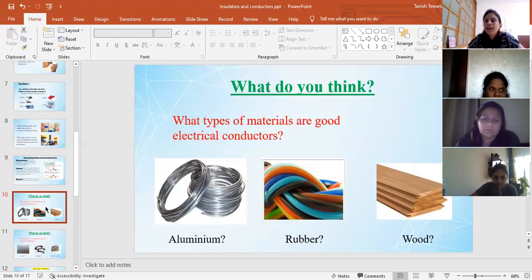So children, now Bubbly, can you tell me what type of materials are good electrical conductors? Aluminium, rubber or wood? Aluminium. Yes, aluminium. Why is aluminium a good conductor? Because it will allow the electricity to pass through it. Yes. Rabia, I was asking Bubbly, so you have to wait for your turn. Okay, ma'am, sorry. No, it's okay, no problem.